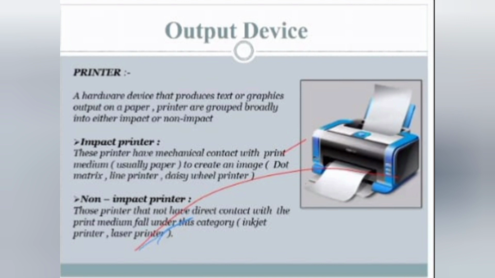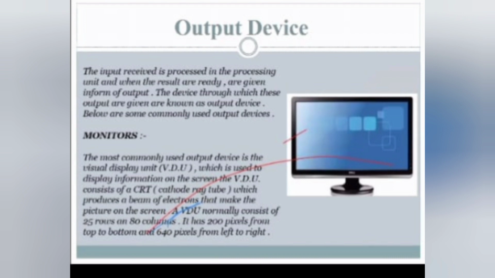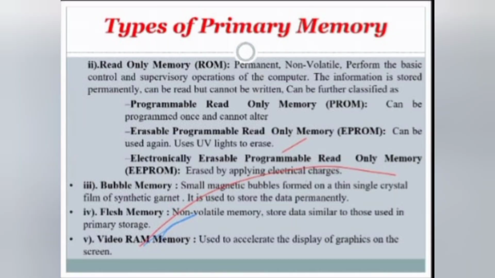After this, we jump to monitors. Monitors can be called VDU, that is Visual Display Unit, or CRT, that is Cathode Ray Tube. A few more examples are mentioned in the slide, you can see that. After this we have the next slide. Let's see what the next slide is. Yes, types of primary memory.